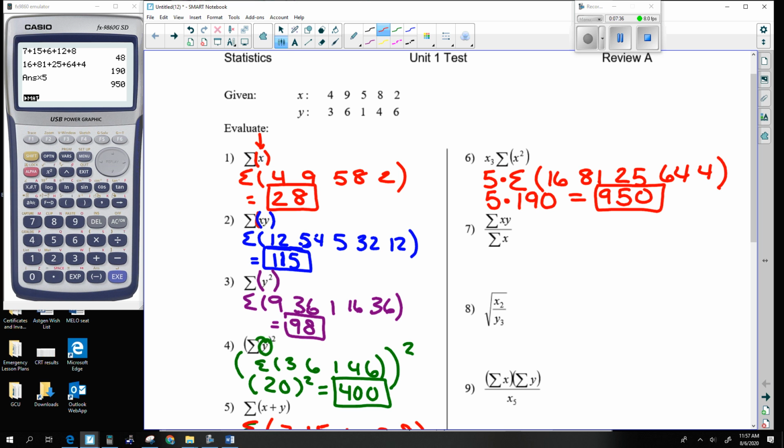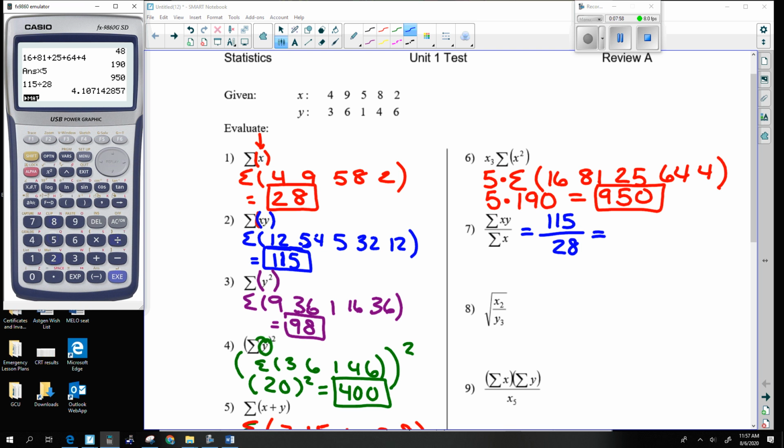All right, number 7. What I see is the numerator is x times y. So if I did number 2 correctly, that numerator should be 115. The denominator is the sum of x. So again, if I did number 1 correctly, that should be 28. So top divided by bottom, 4 decimal places, so 1071. Notice how I do not round that 1 up to a 2 because the next number beyond that is a 4. So 4 does not give that. It's a small number, so I don't round it up.